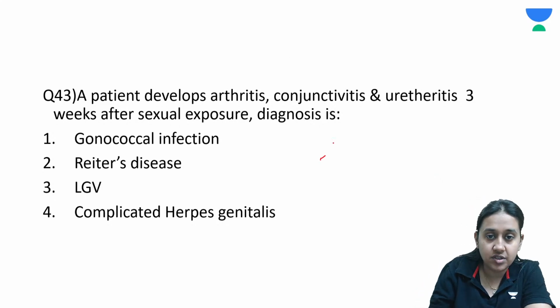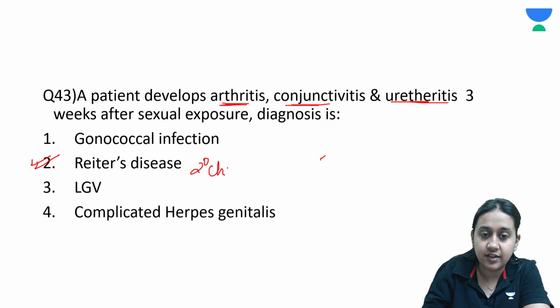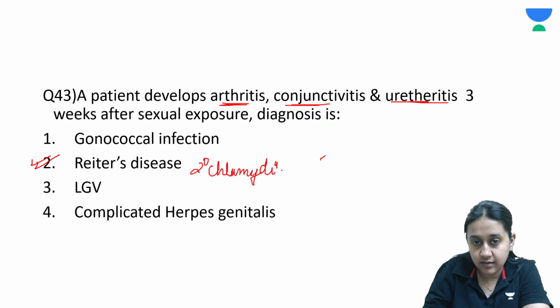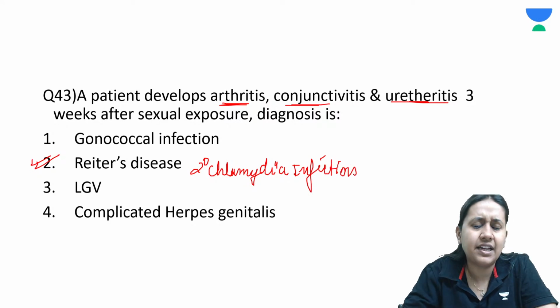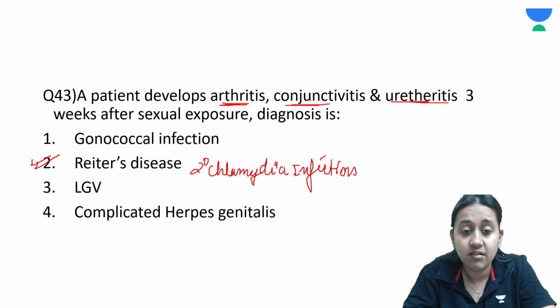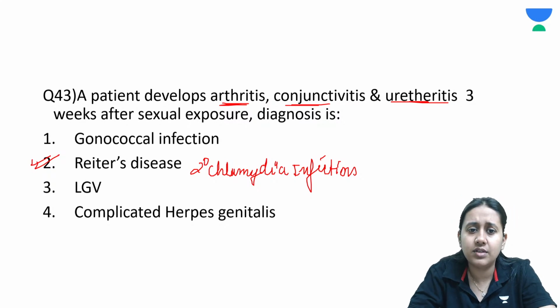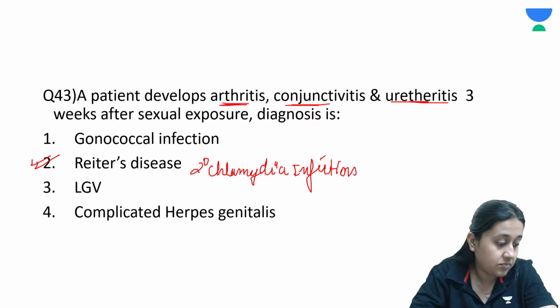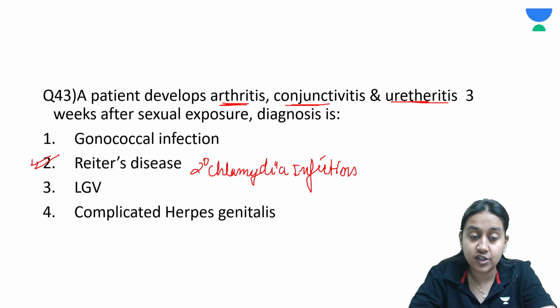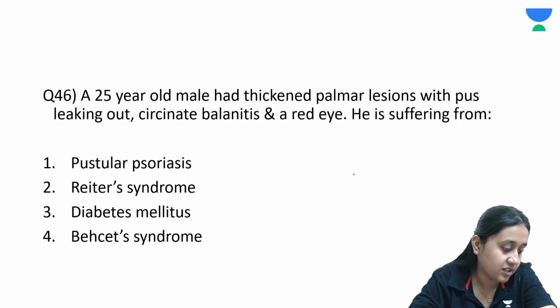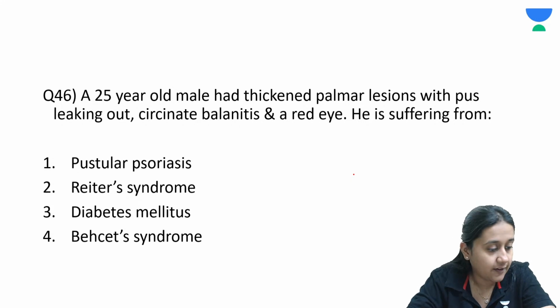The answer of this question is the triad of arthritis, conjunctivitis, urethritis is Reiter's, and it is usually seen secondary to chlamydial infection. You can also see it secondary to gastrointestinal diseases like Salmonella, Shigella gastroenteritis, but with respect to STD, it is mainly because of chlamydia. So 2 to 3 weeks after chlamydial infection, you see the development of the triad of arthritis, urethritis and conjunctivitis. Next question.